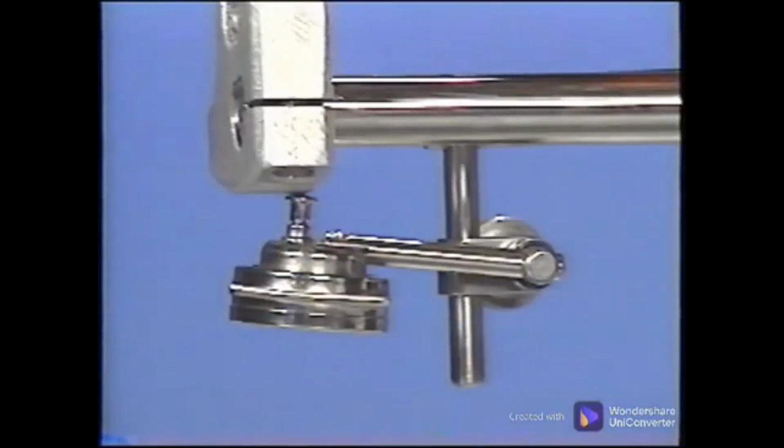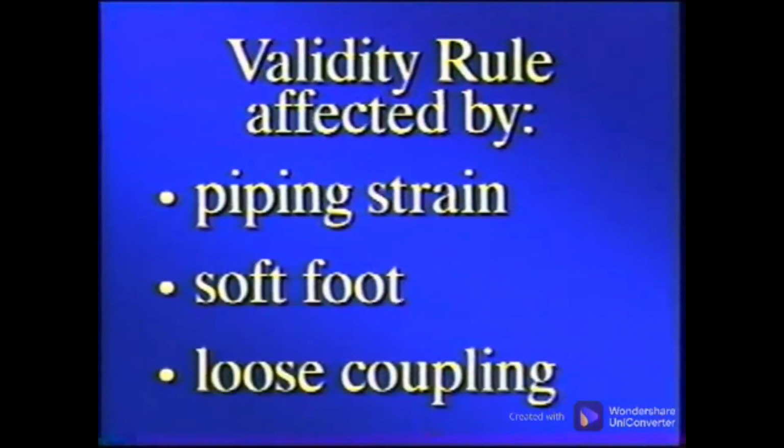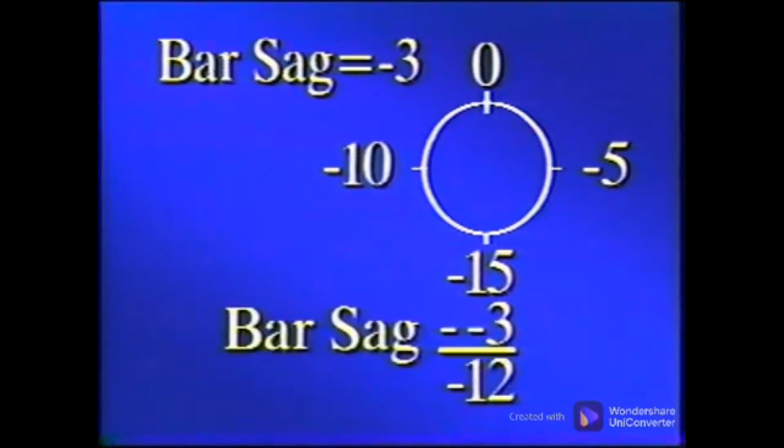If the data validity rule indicates bad data, then there is a mechanical problem or the plunger on the dial could have bottomed out. Piping strain, soft foot, and a loose coupling will cause the validity rule to be off. Correct the mechanical problems before continuing. If you are using the graphical method for calculating the moves, be sure to compensate for bar or bracket sag. Use the values determined for the bar sag and subtract them from the bottom or 6 o'clock reading.